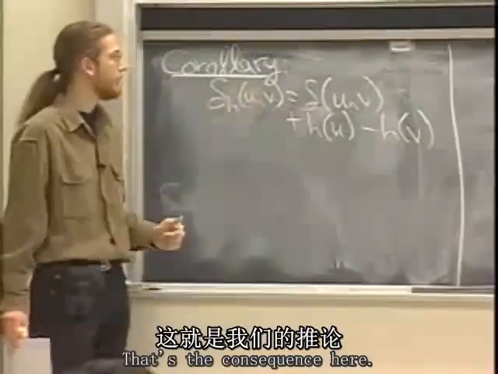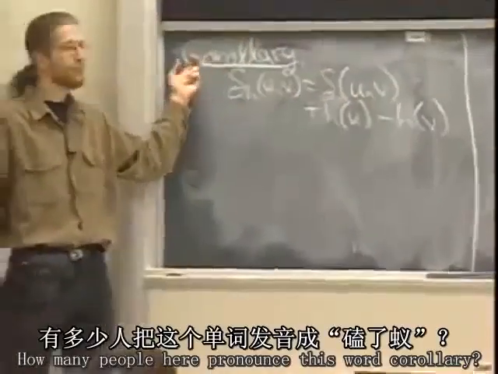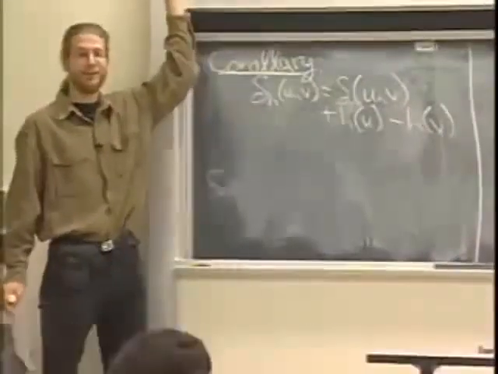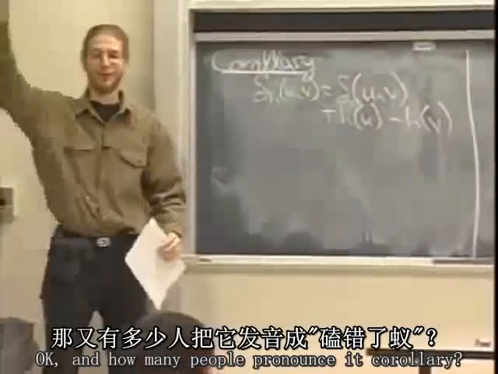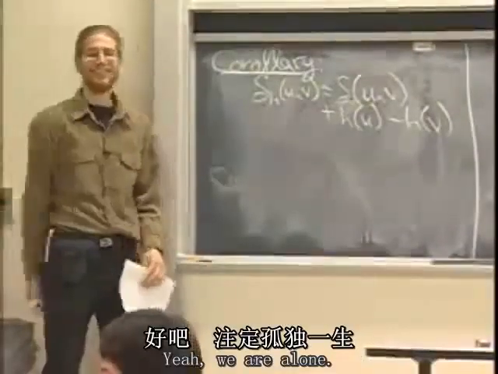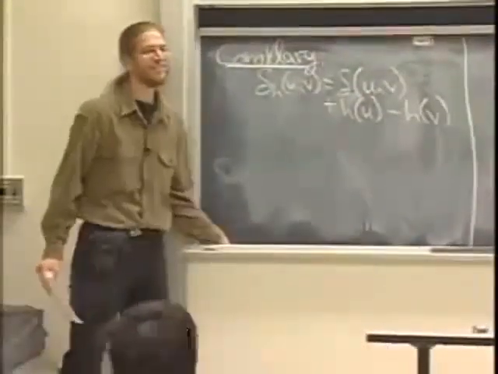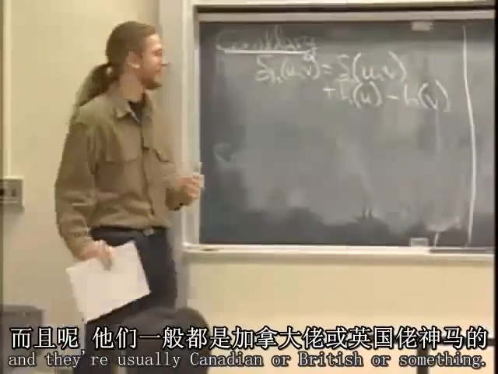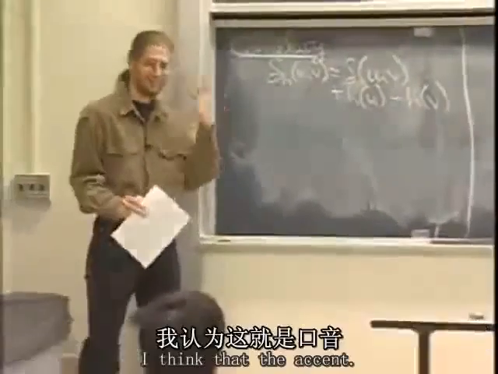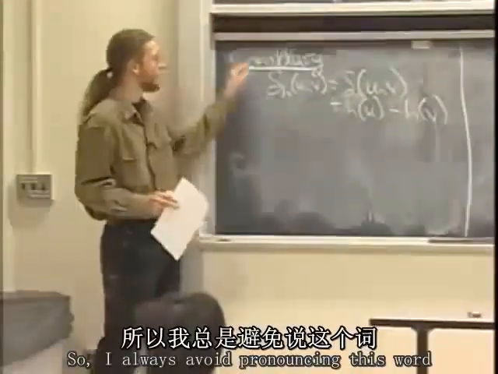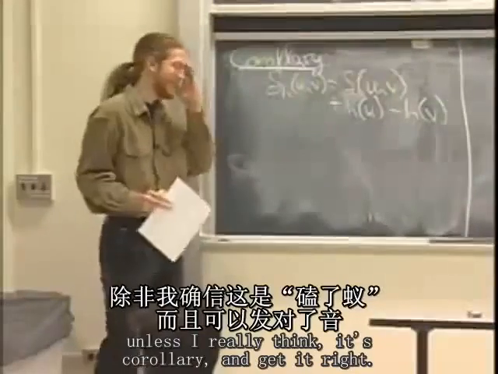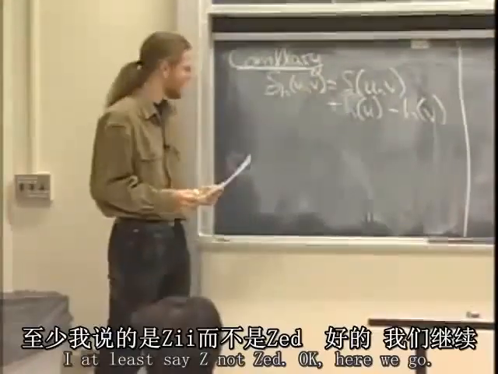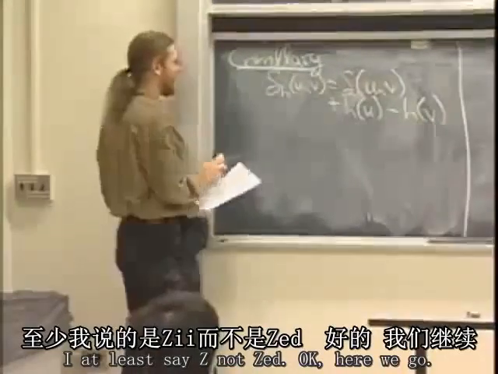That's the consequence here. How many people here pronounce this word corollary? Okay, and how many people pronounce it corollary? Yeah, we're alone. Usually I get at least one other student, and they're usually Canadian or British or something. I think that's the accent. So I always avoid pronouncing this word unless I really think it's corollary. Yeah, okay. At least say Z, not Z. All right. Here we go.